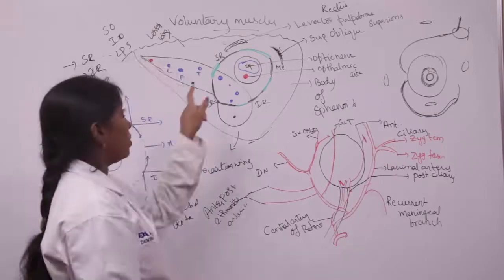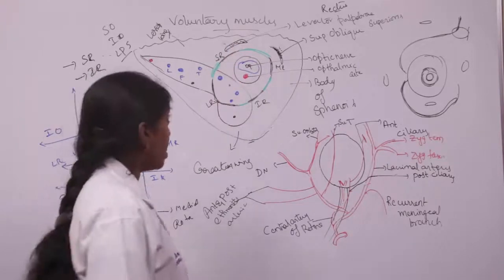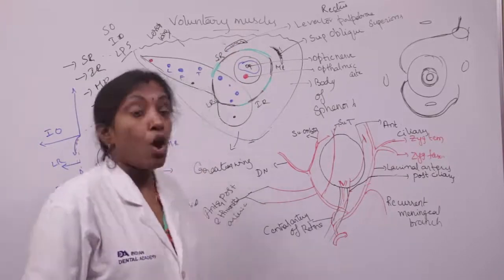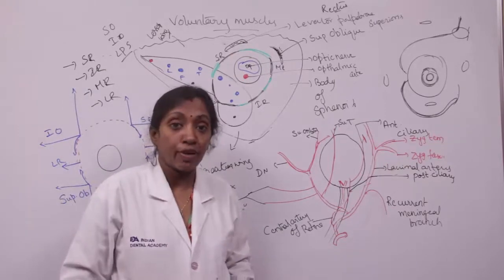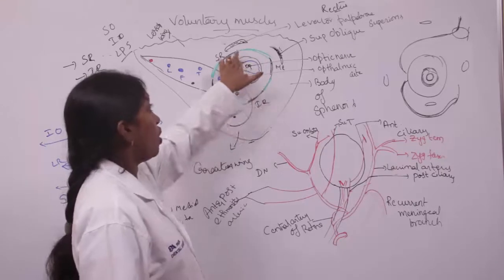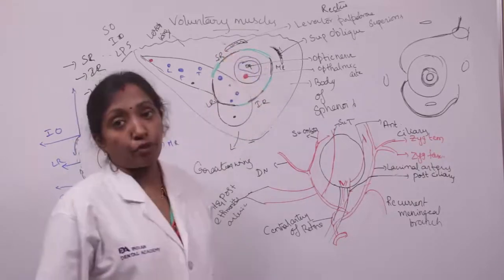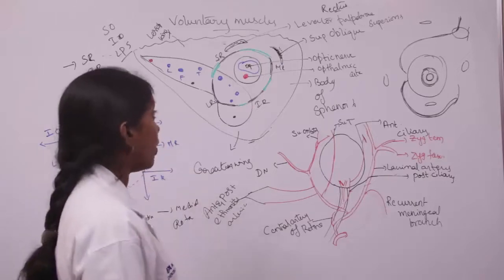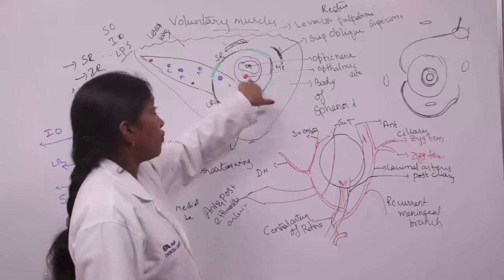And coming to the levator palpebrae superioris, it arises from the orbital surface of the lesser wing of sphenoid, anterosuperior to the optic canal. In the optic canal, we have the ophthalmic artery as well as the optic nerve. The artery lies inferomedial to the nerve.